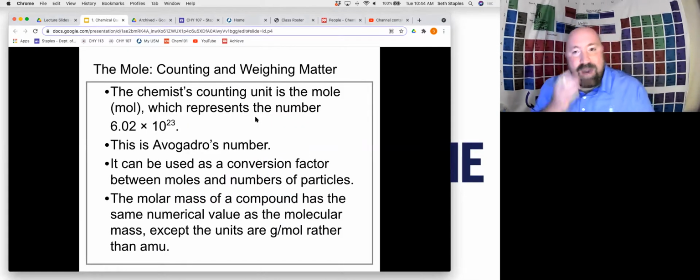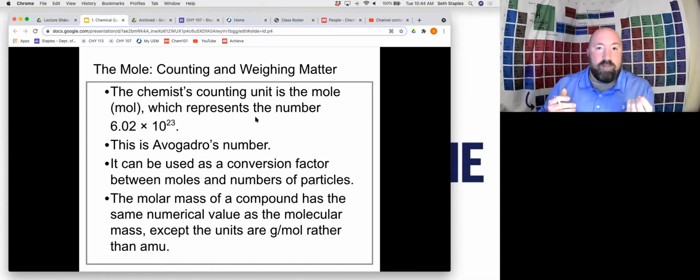And so the chemist's way of counting, or the counting unit that we use, is the mole, which represents the number 6.02 times 10 to the 23rd. It's called Avogadro's number. And we have to use a number like this because we have to remember just how tiny an atom really is.